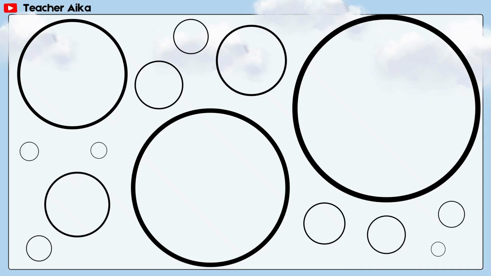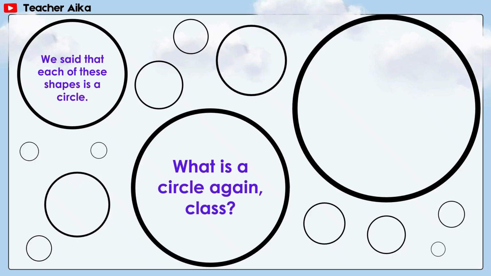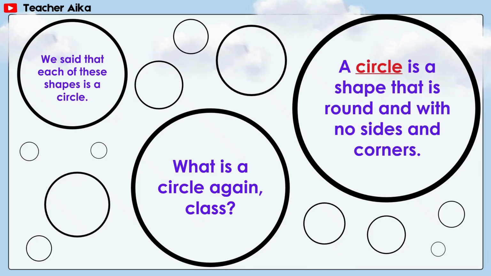Look at this picture. We said that each of these shapes is a circle. And what is a circle again, class? A circle is a shape that is round and with no sides and corners.